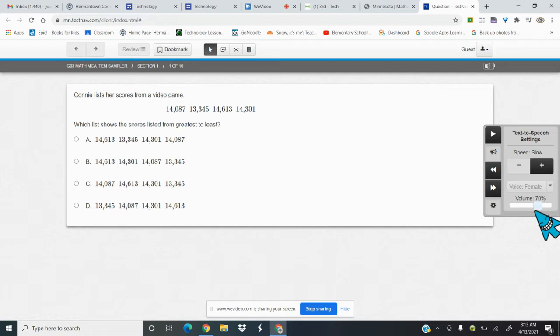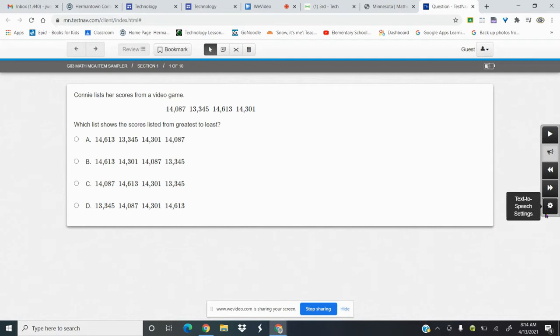Again, we want to not hurt our ears or ruin our ears from listening to something too loud over time. So we want to keep that volume at 70% or less, so we're not doing any damage to our ears with our headphones. All right, so that's the tools on the right-hand side.